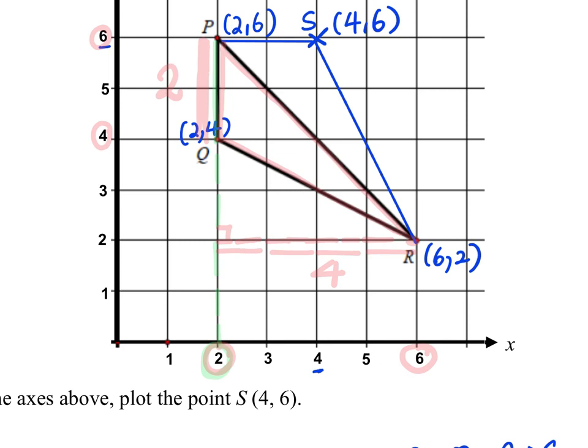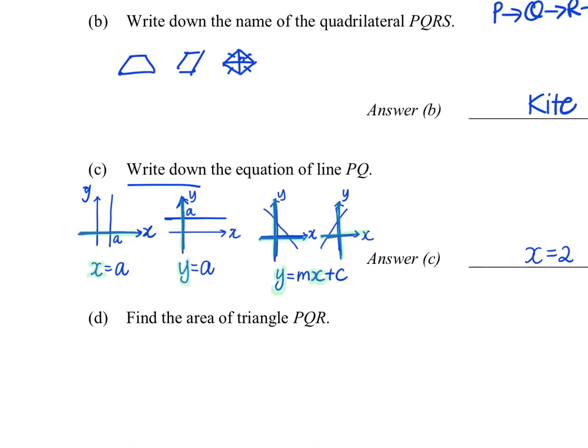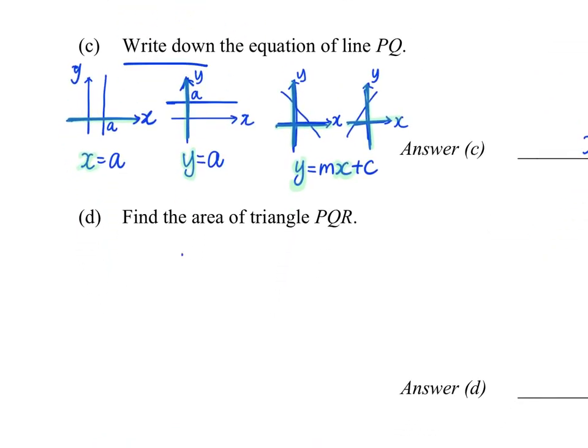So area of triangle is half times the base and the perpendicular height, which is 4. So half times 2 times 4. Okay, so we have our area of triangle. And that will give me 4 square units. Okay, let's move on to the next question.